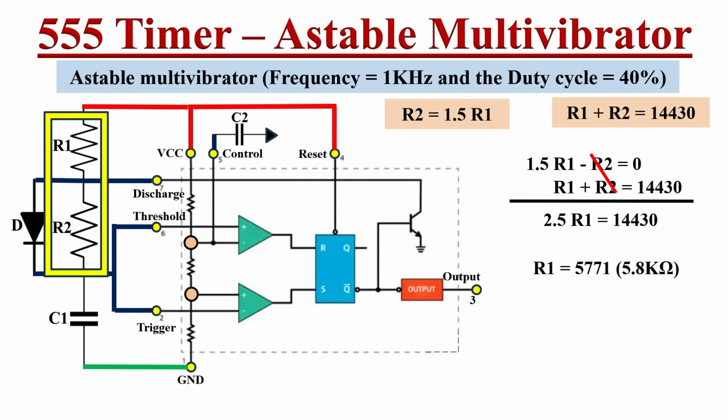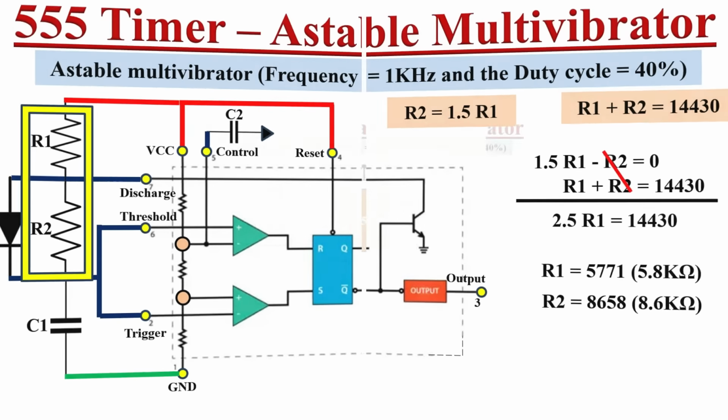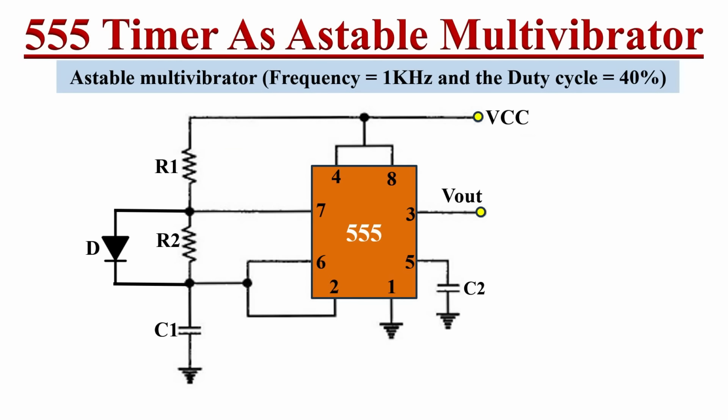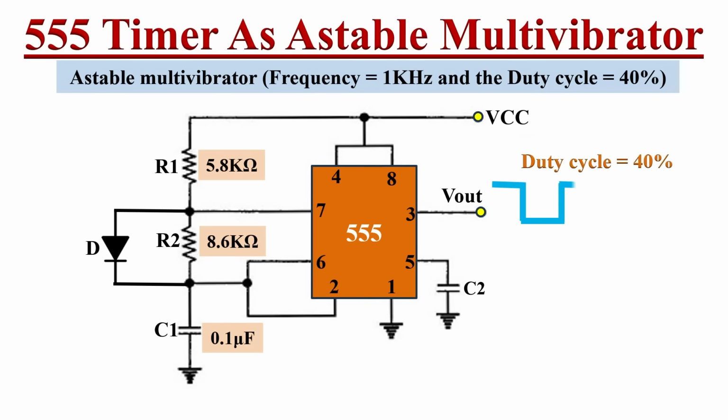If we insert this R1 value in any one of these above equations, we will also get R2 value equal to approximately 8.6 kilo ohms. So here we need to use resistors of 5.8 kilo ohms and 8.6 kilo ohms in place of R1 and R2 respectively, and capacitor value is 0.1 microfarad. Then we will get the output which has 40% duty cycle and 1 kilohertz frequency. This is how we can design desired values of an astable multivibrator circuit using 555 timer IC.